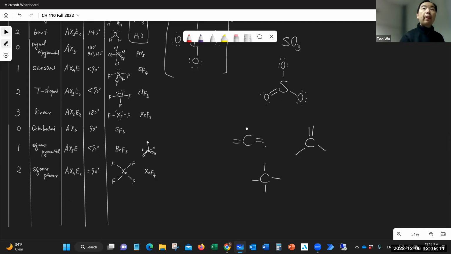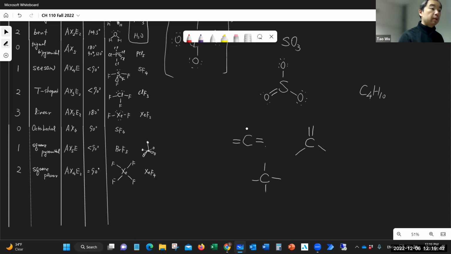Yes, butane. Okay, butane is complicated. Butane is a C4, C4H10. So this one is complicated. It has 4 carbons, and you cannot just base it on this to make structures.